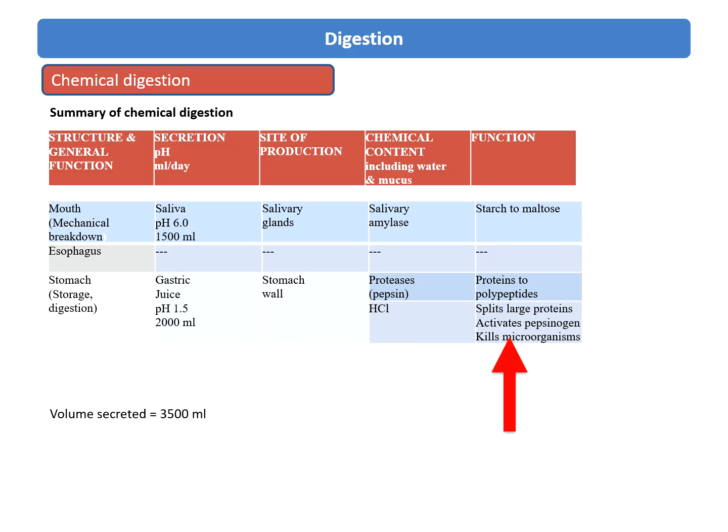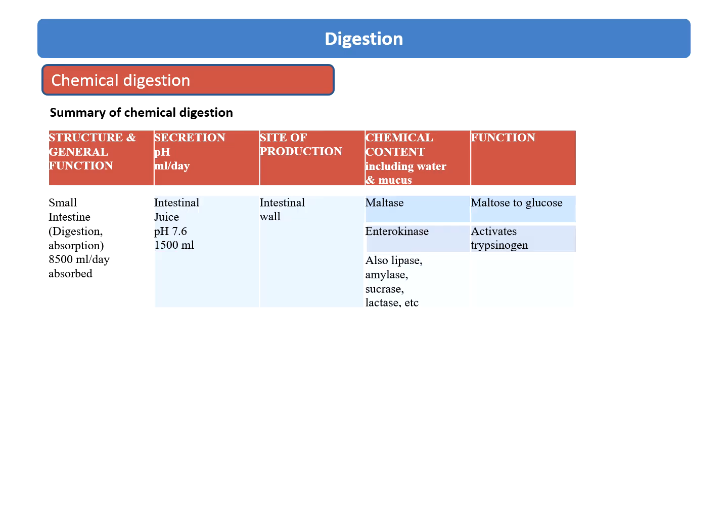Proteases begin the splitting of proteins to polypeptides. The hydrochloric acid splits large proteins. It activates something called pepsinogen, and it kills microorganisms. About 3,500 milliliters total is secreted into the stomach.